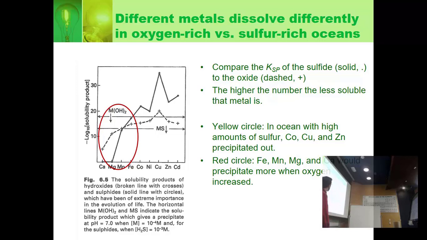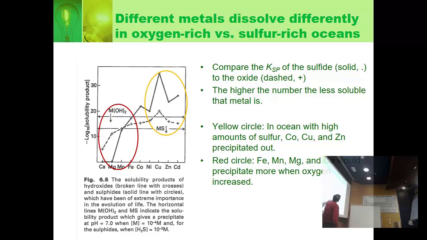So over natural history, you're going from having more sulfur to less sulfur. In an ocean with high amounts of sulfur, you're going to have these big numbers for the KSPs on the right side of the periodic table. So that means high amounts of sulfur will precipitate out the right side of the periodic table. And you really can do this by looking at the periodic table and dividing it into left and right.